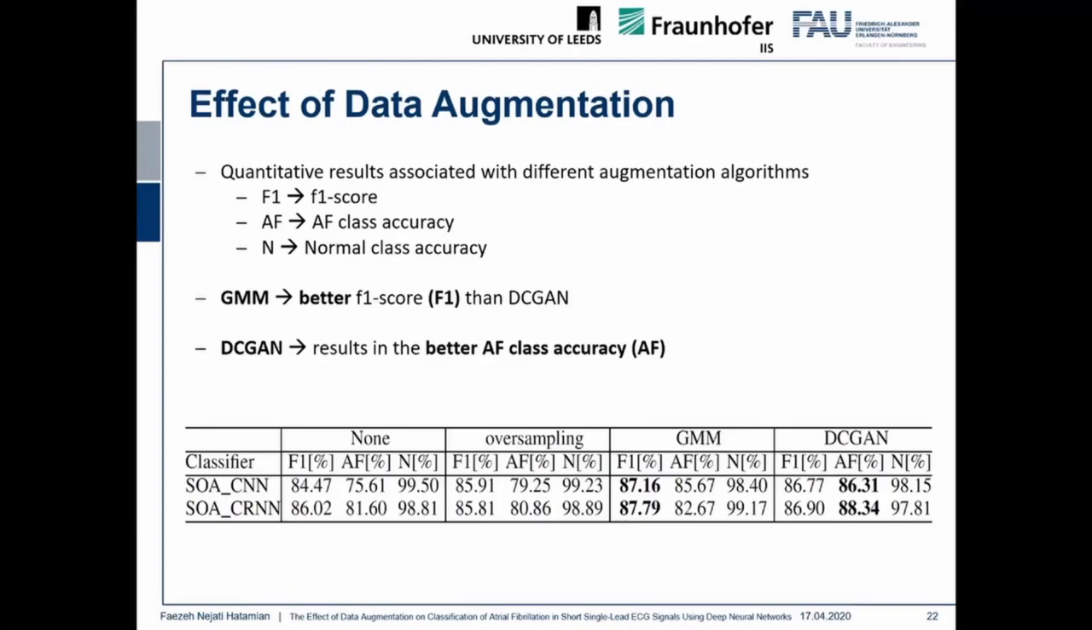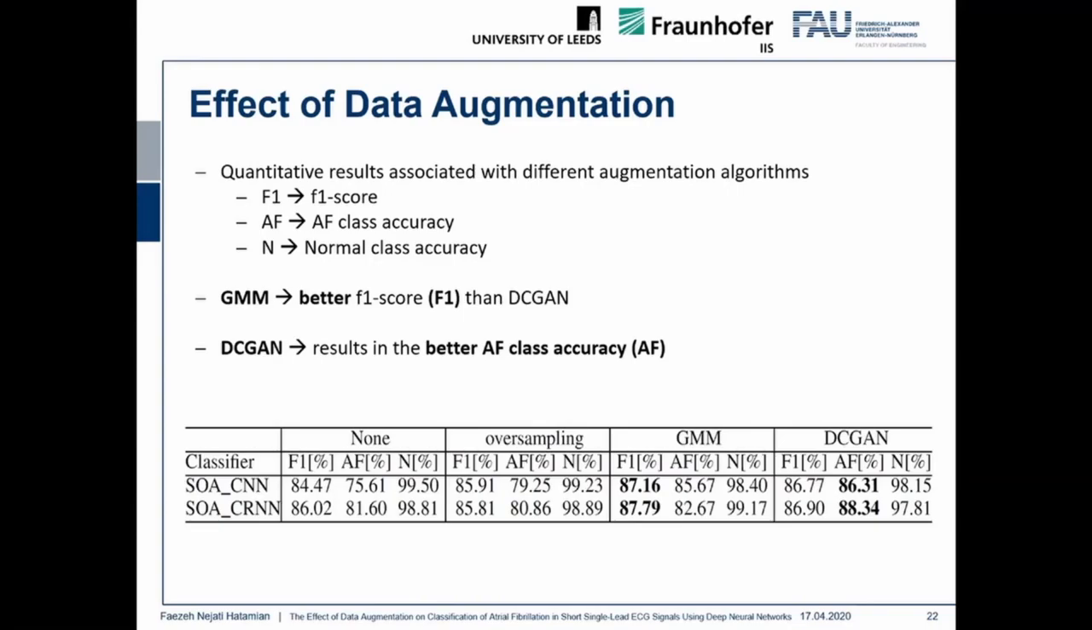The table below presents the classification results that are computed using different data augmentation algorithms, namely oversampling, GMM, and DCGAN. And for the sake of comparison, we have also reported the results without augmentation, or basically none. F1 stands for the F1 score. AF represents AF class accuracy, and N stands for the normal class accuracy.